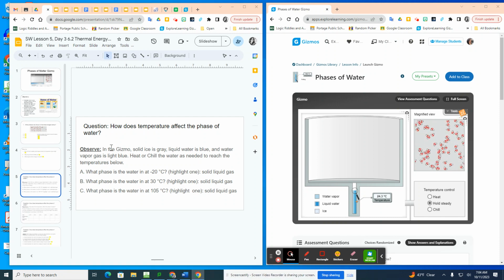So in the Gizmo, solid ice is gray, as we can see here, and liquid water is blue, and water vapor is light blue. We're going to heat, and then we're going to chill the water as needed to reach the temperatures below. And then we'll hold it steady. And you have to decide what phase the water is in at those temperatures. So I'm going to chill it and hold it steady. We'll do our best, my best, to go to negative 20.